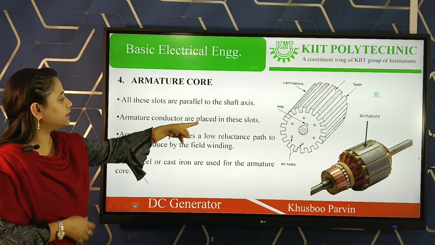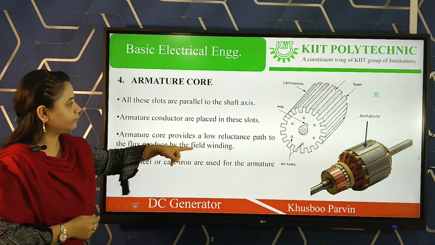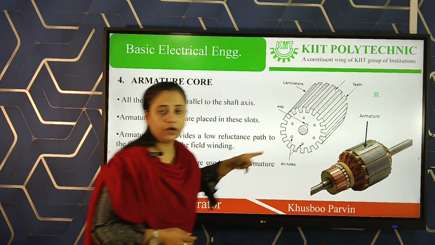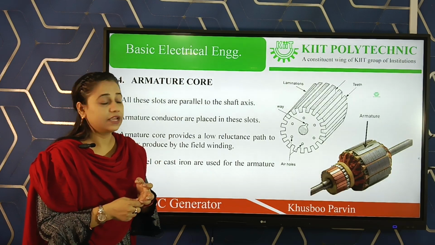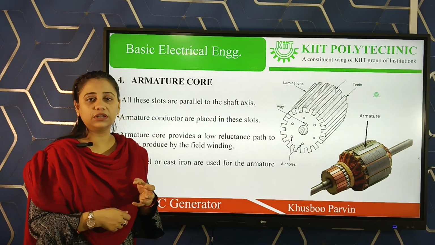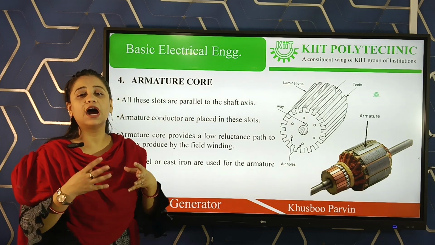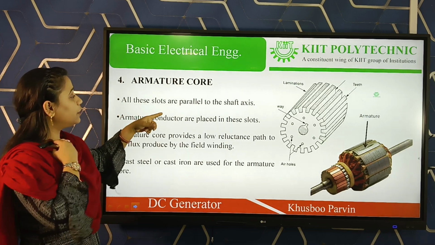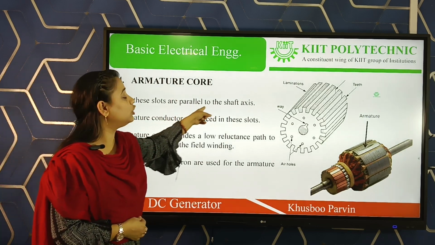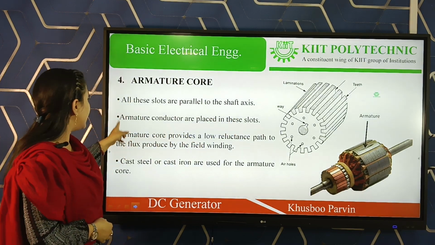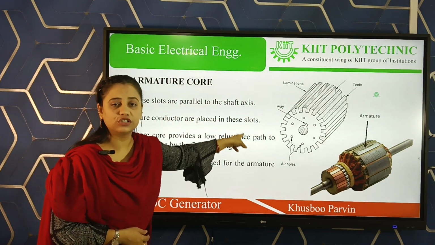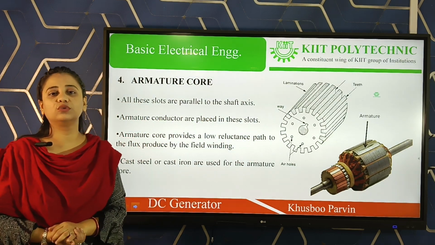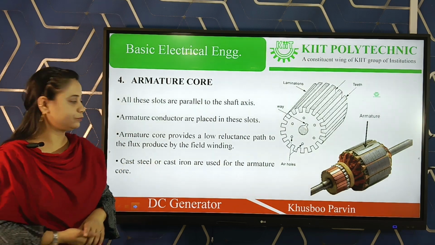Armature core. Here you can see the armature core diagram. There are teeth, or you can say slots. Inside the slot a conductor is placed. Since it is placed in the teeth of the armature, that conductor is known as an armature conductor. So here you can see there are a number of slots which are parallel to the shaft axis, and the armature conductors are placed in these slots. Since the conductors are placed in the armature slots, that conductor is known as an armature conductor.